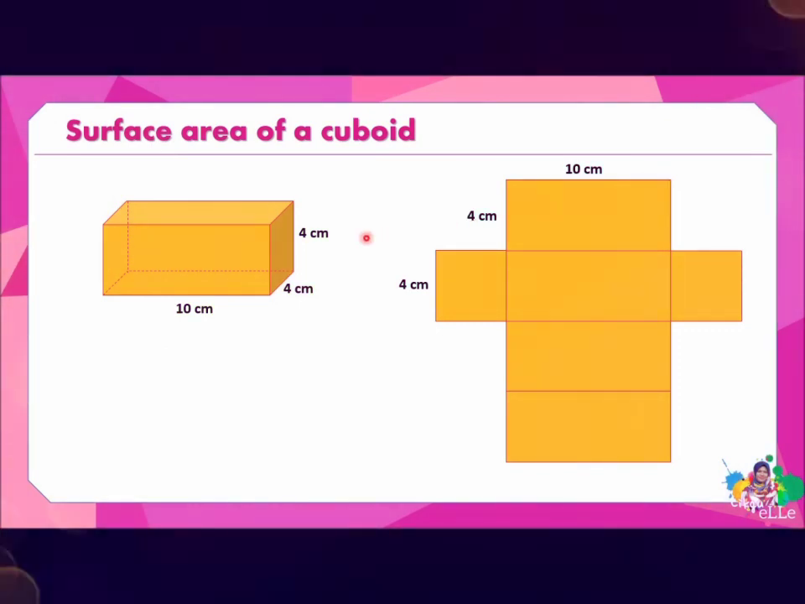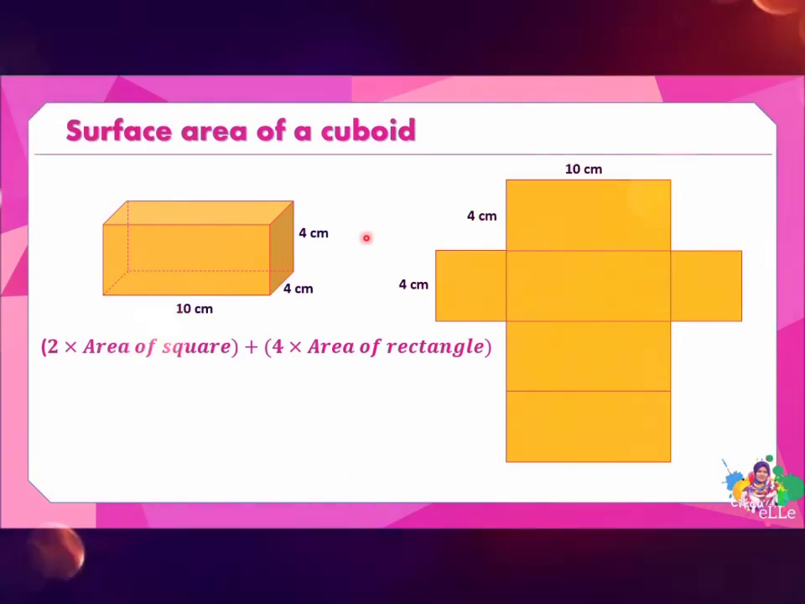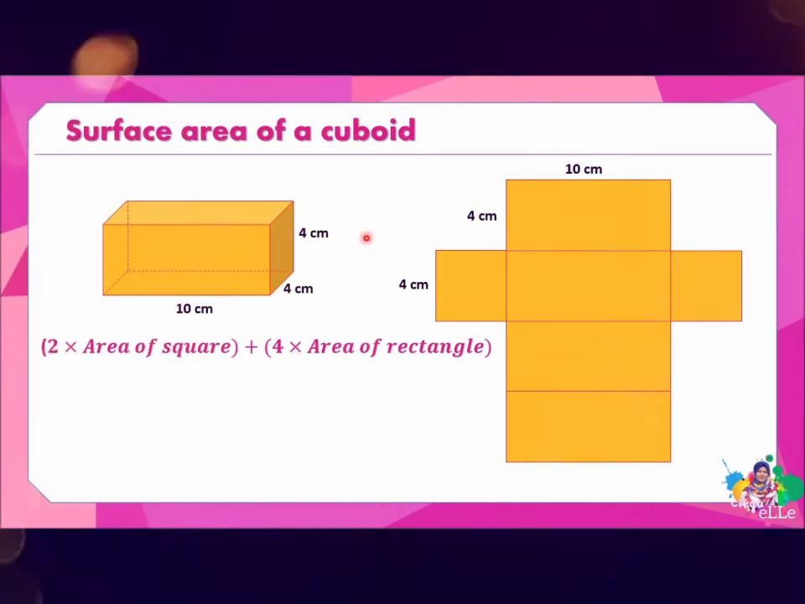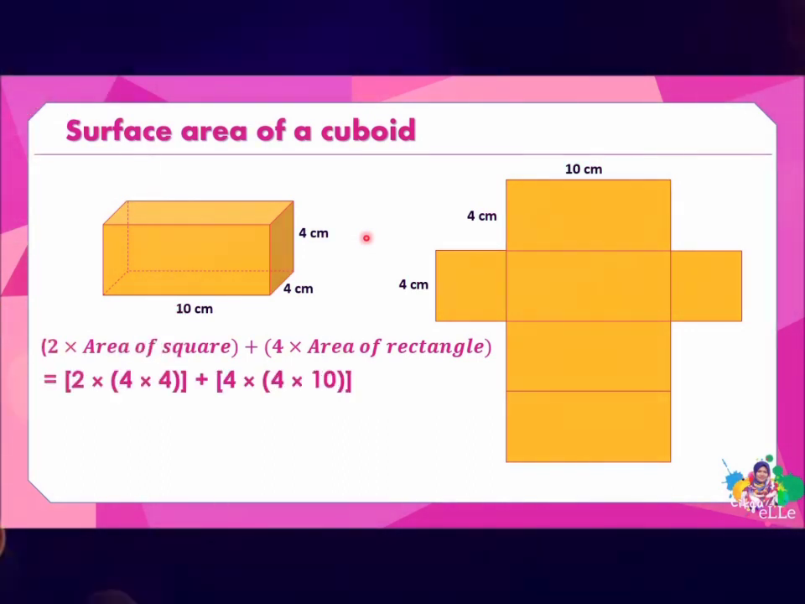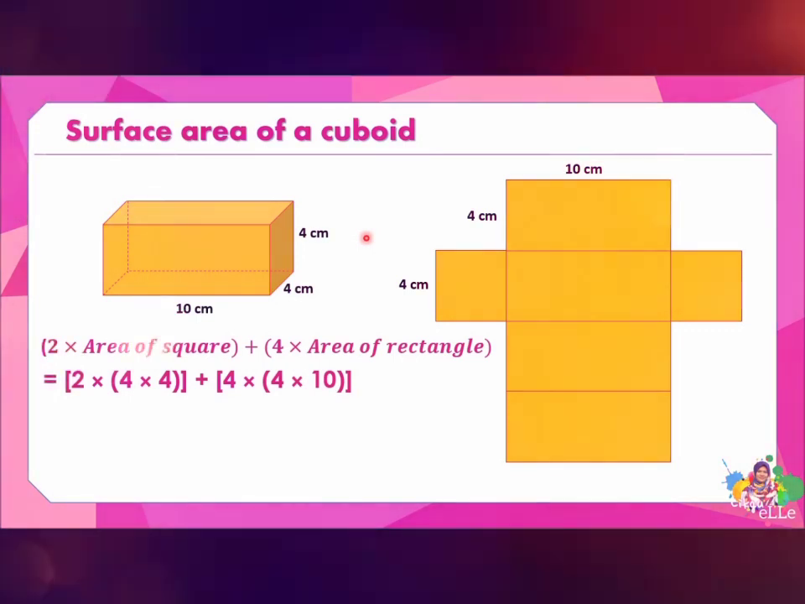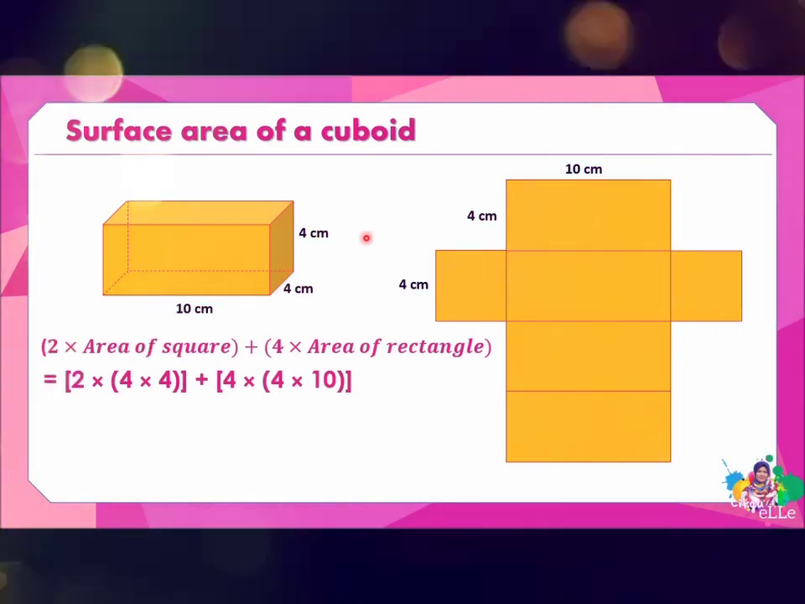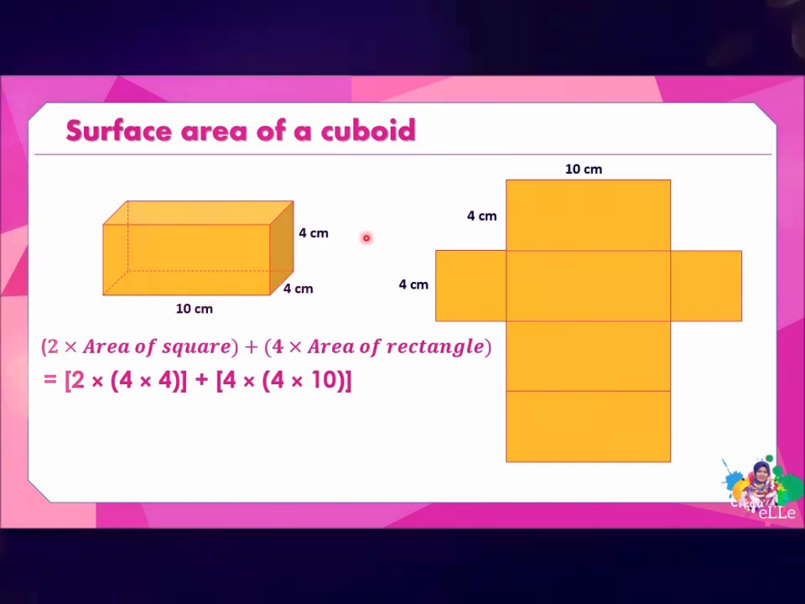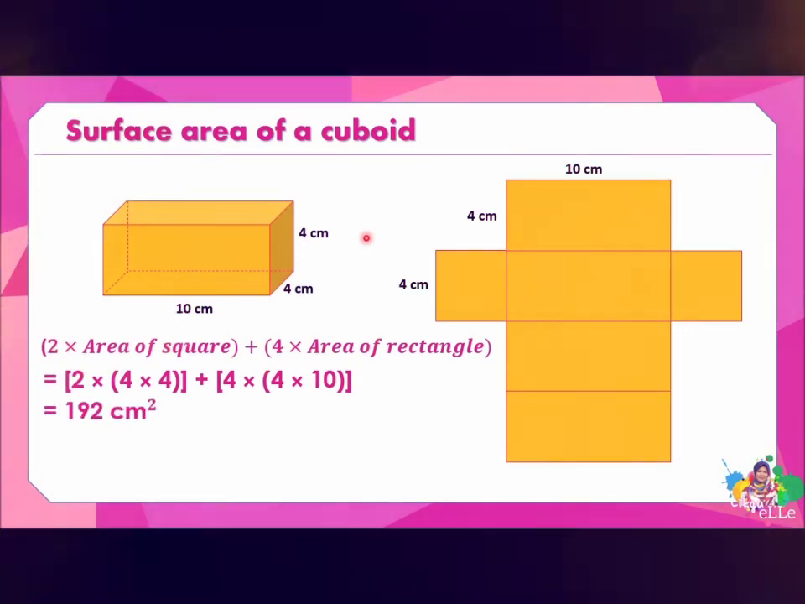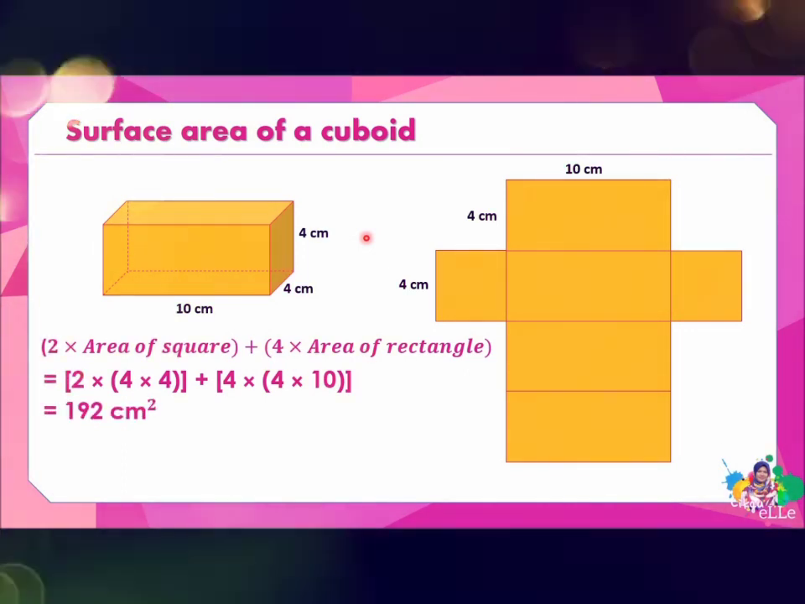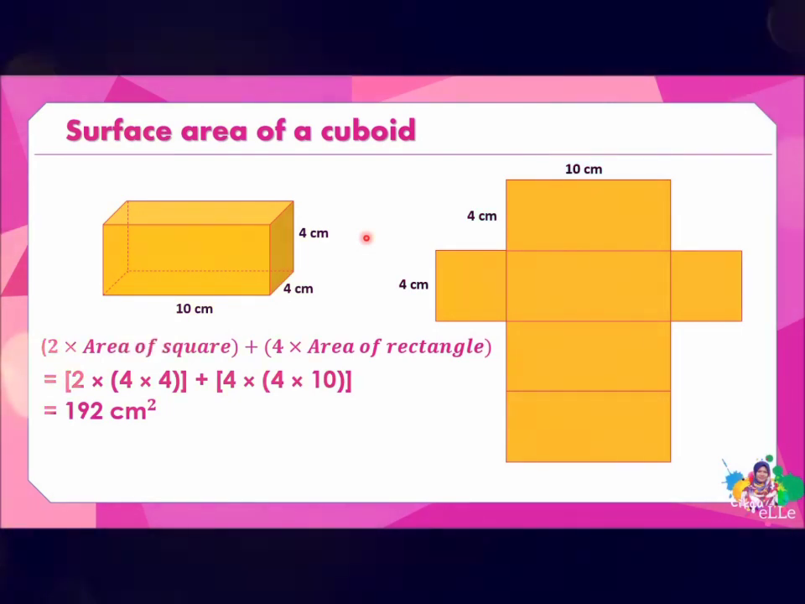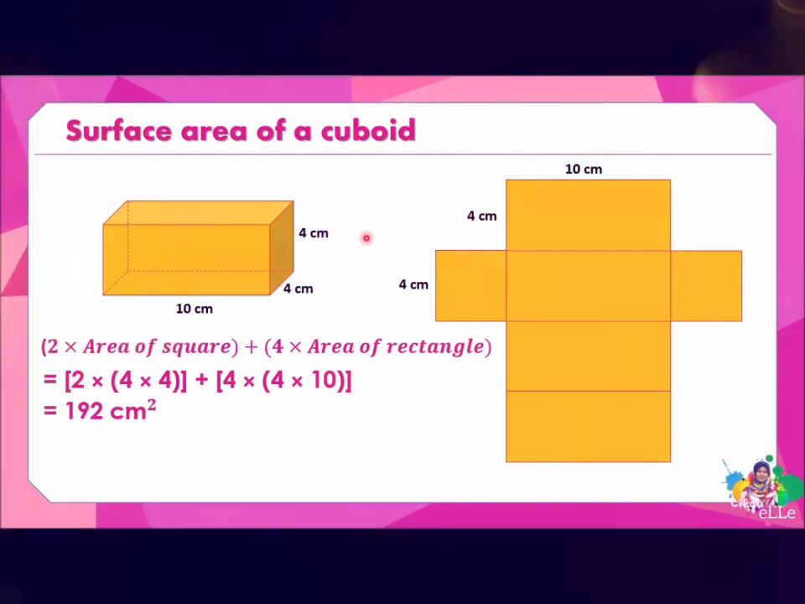So to find the surface area of this cuboid, 2 times the area of the square, which is 4 times 4, plus 4 areas of rectangle, 4 times 10. Then you will get the surface area of this cuboid, 192 cm square.